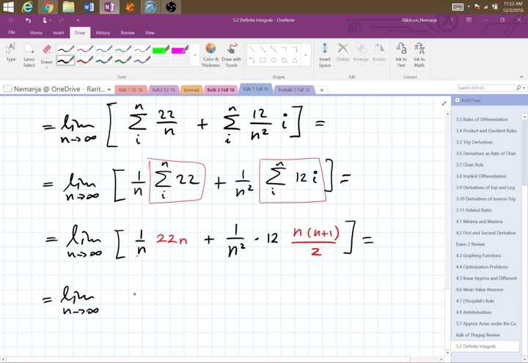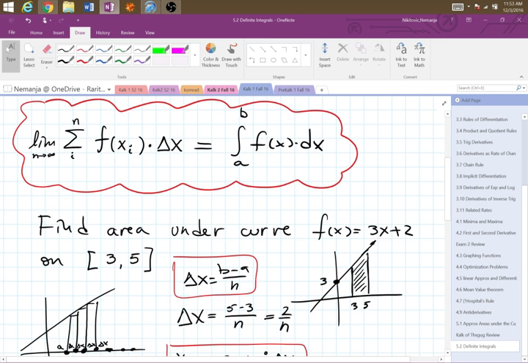So what do you have? These guys cancel. You have 22 plus, these guys cancel, and one of the n's cancels, 6n plus 1 over n. So it should give you 22 plus 6, which is 28. That's the area.